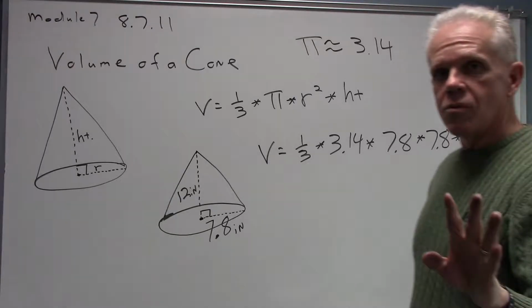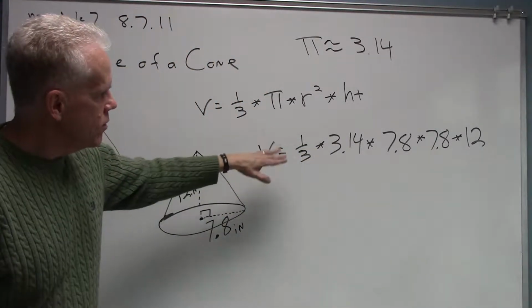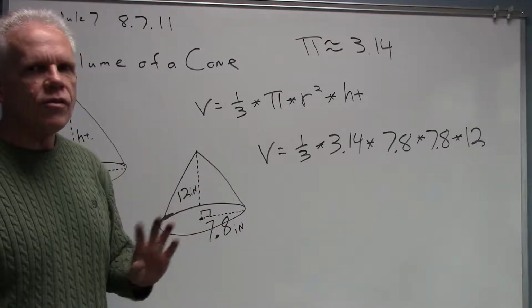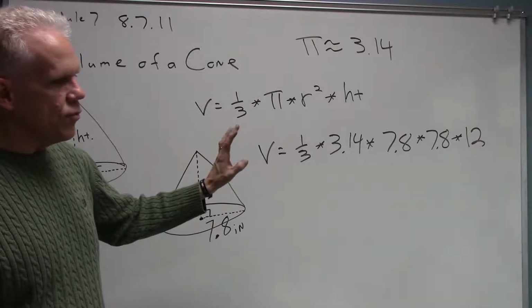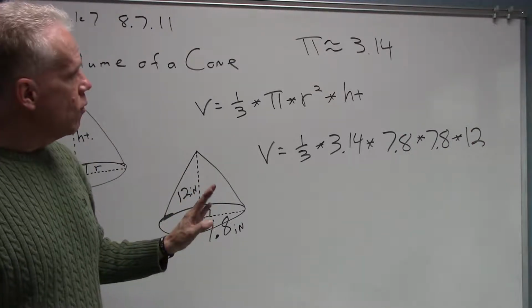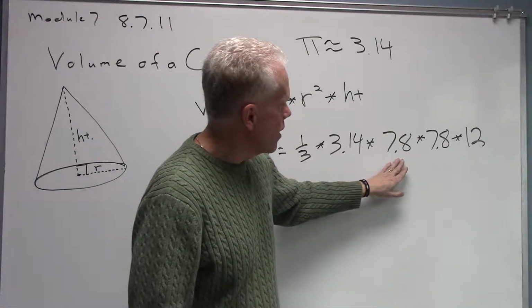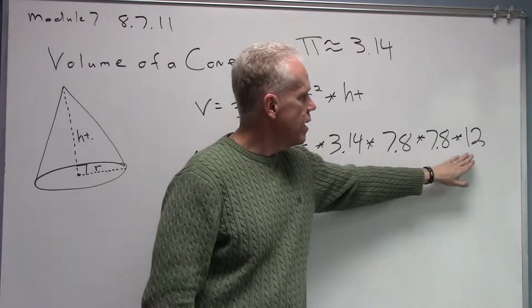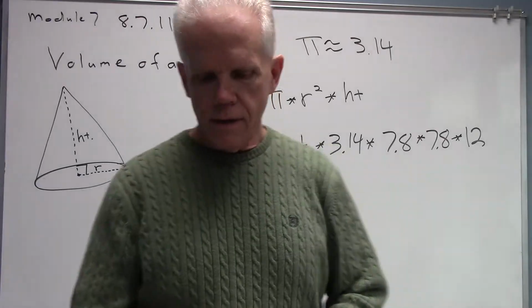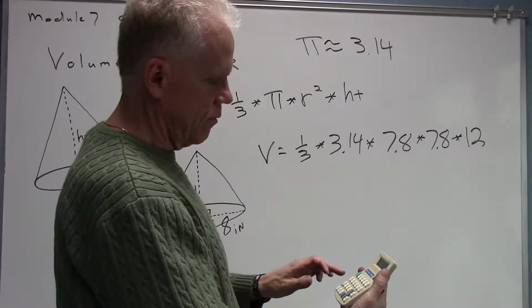Now, I know what's freaking you out right now. I know what you're thinking: how do I deal with that fraction? Well, to me, the easiest way to deal with the fraction at this stage when I'm doing my calculations is to kind of ignore it initially. I'm going to go ahead and multiply the 3.14 times the 7.8 times the 7.8 times the 12. I know I need my calculator for that. I hope it doesn't blow a fuse on this antique calculator, putting all those big numbers in there.